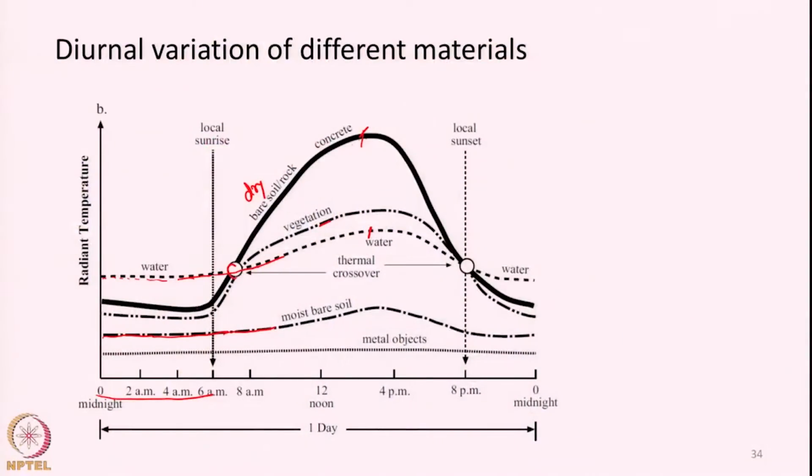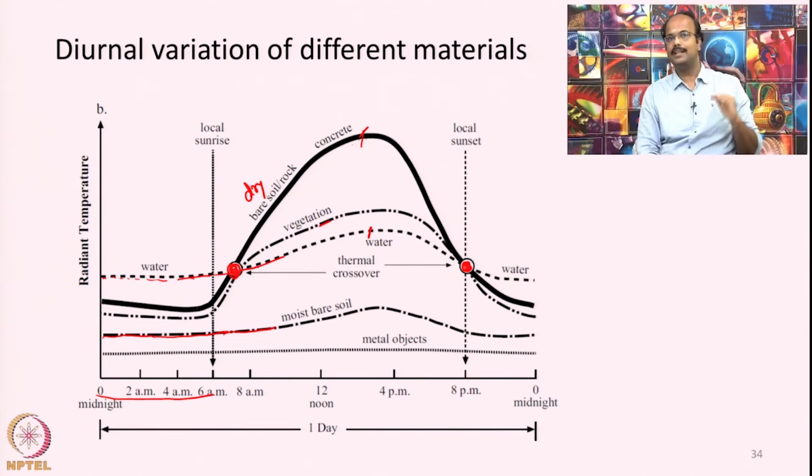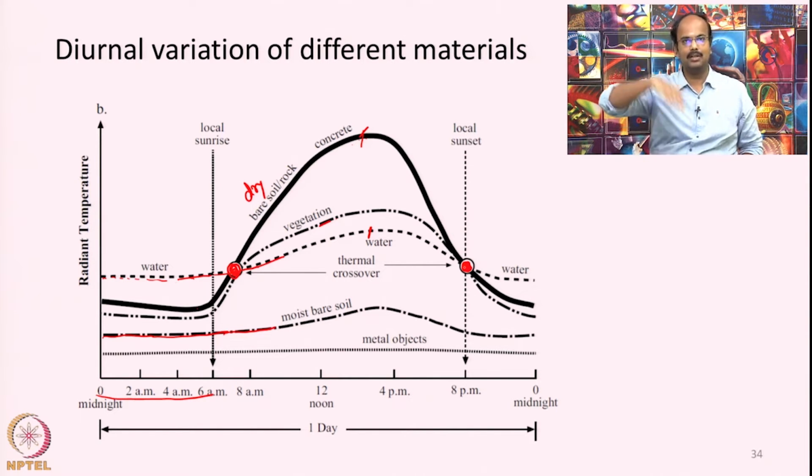Here just look at two important points, one point here and one point here. Just before or after sunrise, and similarly just before sunset, there will be two points where the temperature of all the materials will coincide or intersect. Which means at a certain time point, most likely very close to early morning sunrise time and similarly close to sunset time, the temperature of various features will be almost the same. That is because at that point we have a thermal crossover.